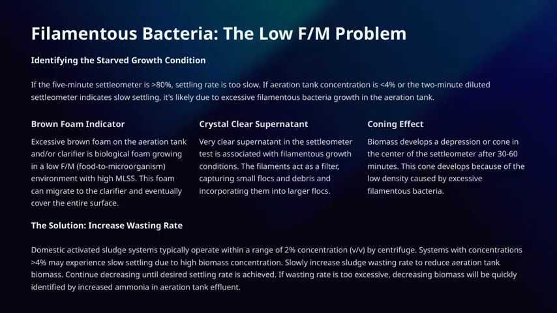Let's take a closer look at the issue of filamentous bacteria and the low FM problem. When we talk about identifying this condition, one key indicator is the 5-minute settleometer result. If it's greater than 80%, that suggests the settling rate is too slow, which points to filamentous bacteria overgrowth. Similarly, if the aeration tank concentration is below 4%, or if the 2-minute diluted settleometer shows slow settling, these are strong signs that excessive filamentous bacteria are present in the tank.